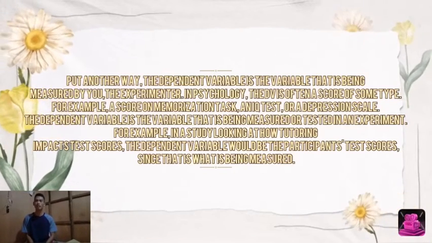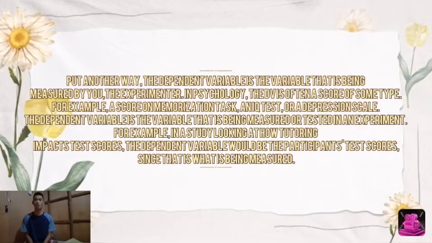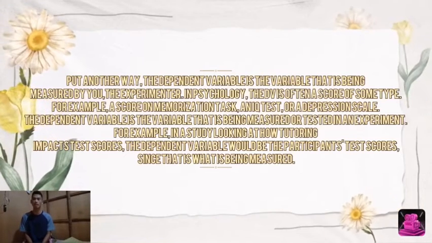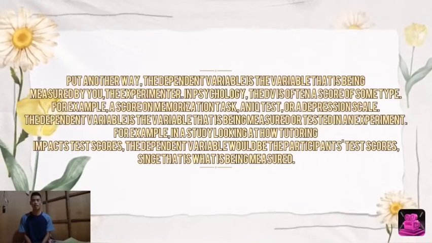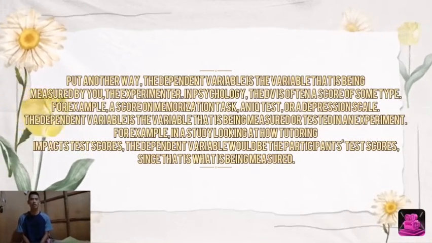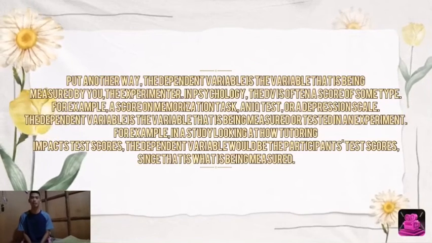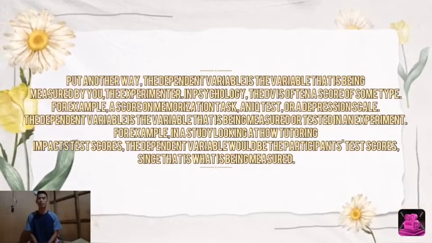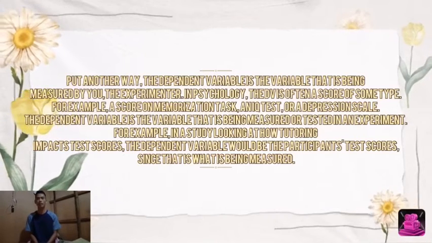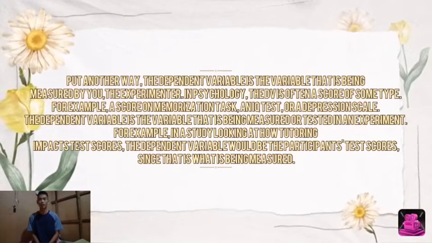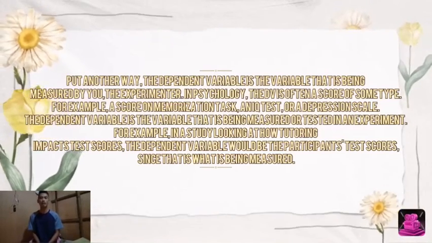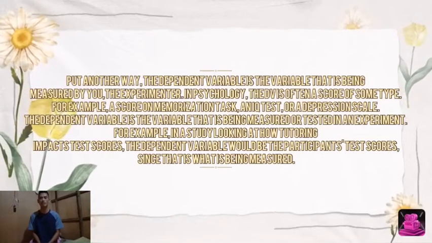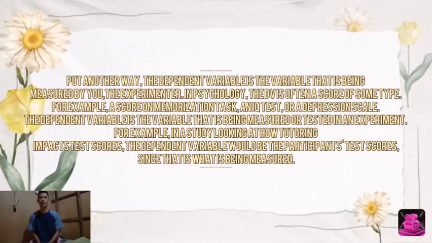The dependent variable is often a score of some type, for example, a score on a memorization task, an IQ test, or a depression scale. For example, in a study looking at how tutoring impacts test scores, the dependent variable would be the participants' test scores, since that is what is being measured.